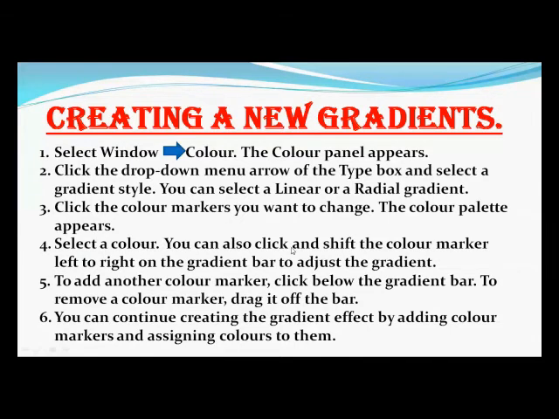You can also click and shift the color marker left to right on the gradient bar. To adjust the gradient and add another color marker, click below the gradient bar. To remove a color marker, drag it off the bar. You can continue creating the gradient effect by adding color markers and assigning colors to them. These are the steps to create a new gradient.